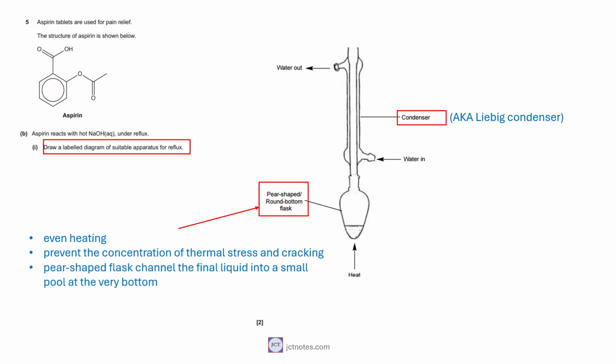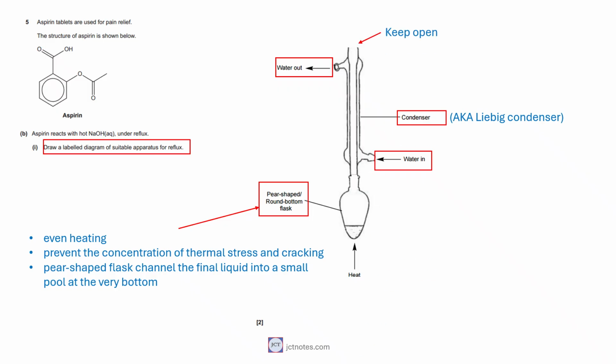A pear-shaped flask also directs the liquid into a small pool at the bottom, making it easier to collect every last drop with a pipette or syringe and reducing product loss. Another important point is to show the direction of the cooling water. Water should enter at the bottom of the condenser and leave at the top. This ensures that the water jacket remains completely full, giving the most efficient cooling.